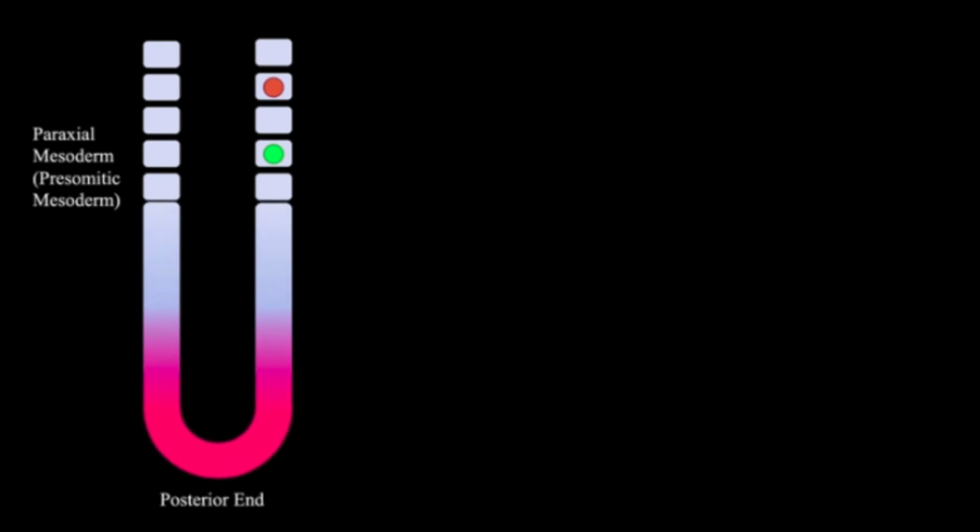This tells us that the different time windows that cells sit in the gradient is a crucial factor in somite identity segmentation.